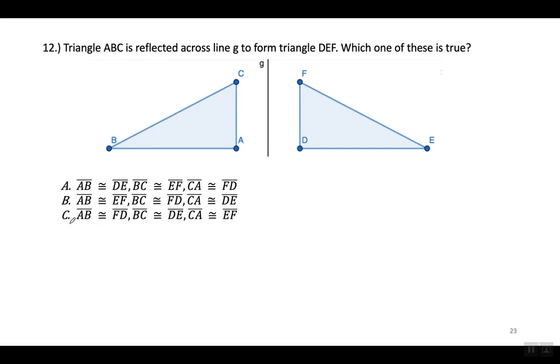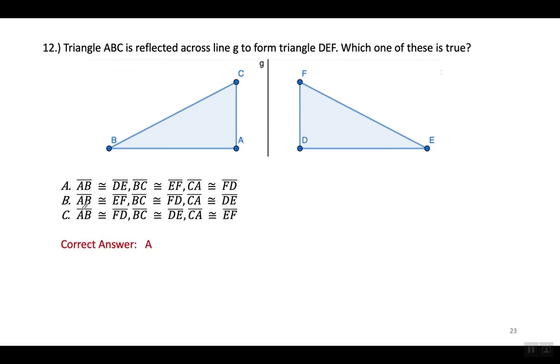Same thing on letter C. Side AB with side FD. What? No. Side AB is this one. That is not going to be congruent to this side. No. So really, you can just look at the picture or the letters. You should use both. Okay? That's an easy one. Don't get it wrong.